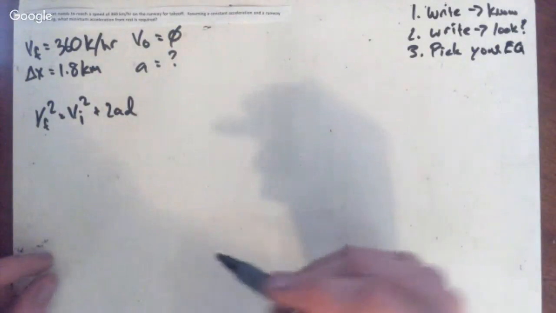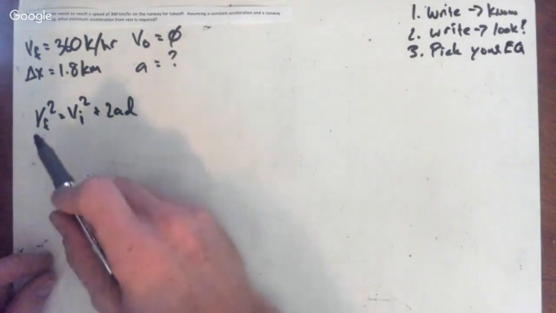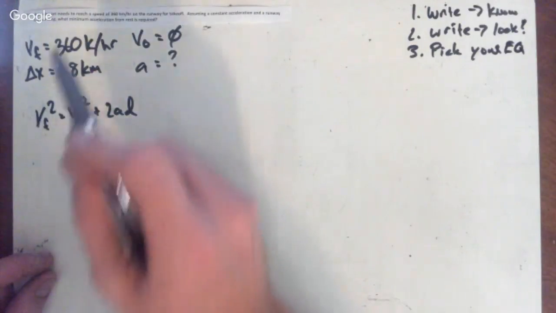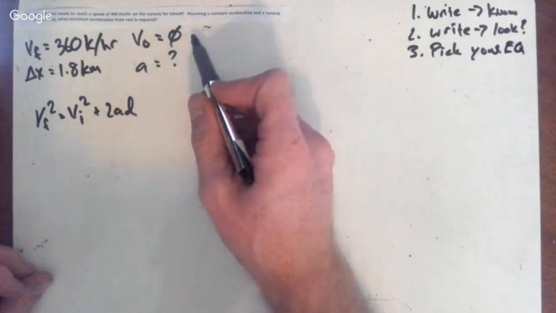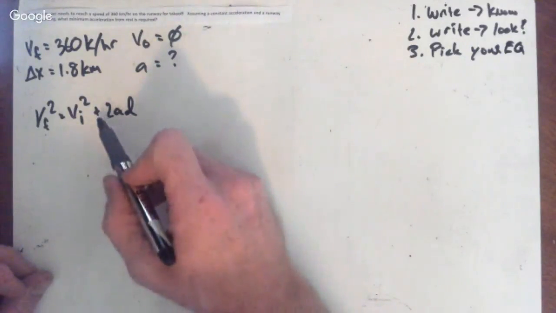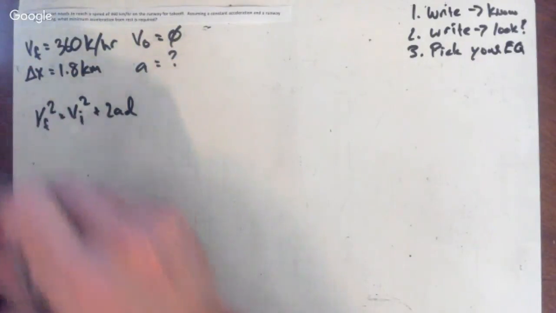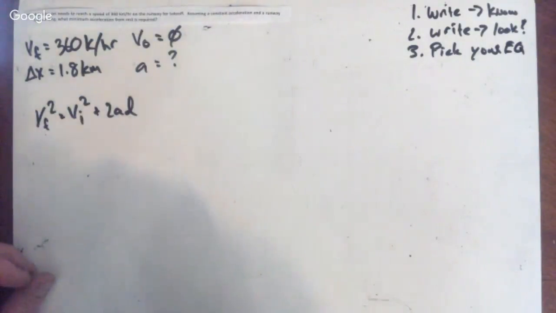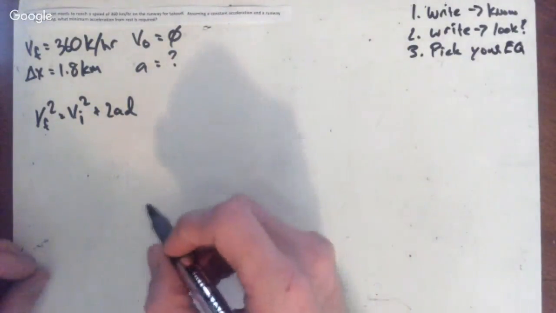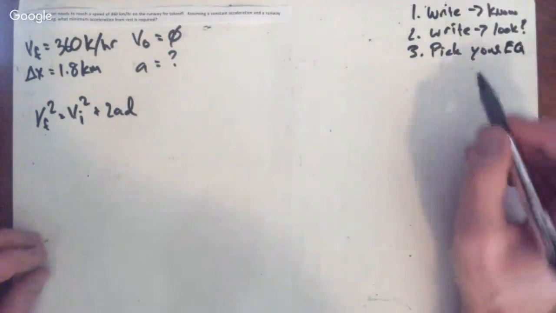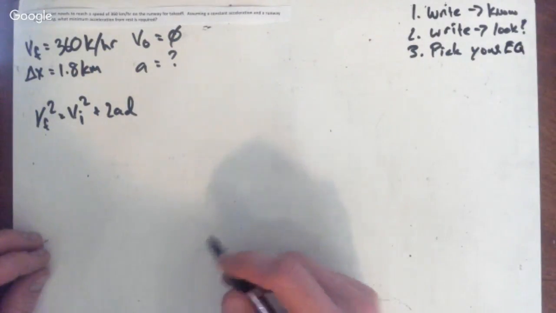Now, as always, we have to check first to make sure that we know enough to use this equation. VF is our final velocity. We have that given to us. VI squared, again, we have that given to us, plus 2AD. We don't know acceleration, but we do know delta x. So we have one unknown, which leaves us with enough to solve this equation. But let's go ahead and rearrange this before I start plugging in my numbers, okay?